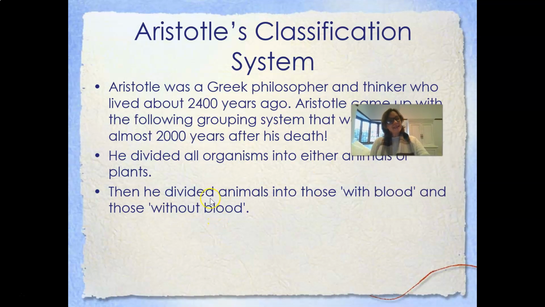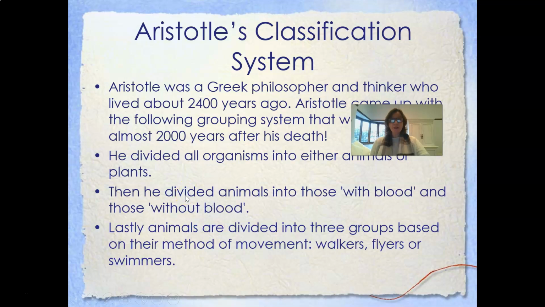He then divided those animals into those with blood and those without blood. Lastly, animals were divided into 3 groups based on their method of movement. Were they walkers, were they flyers, or were they swimmers?